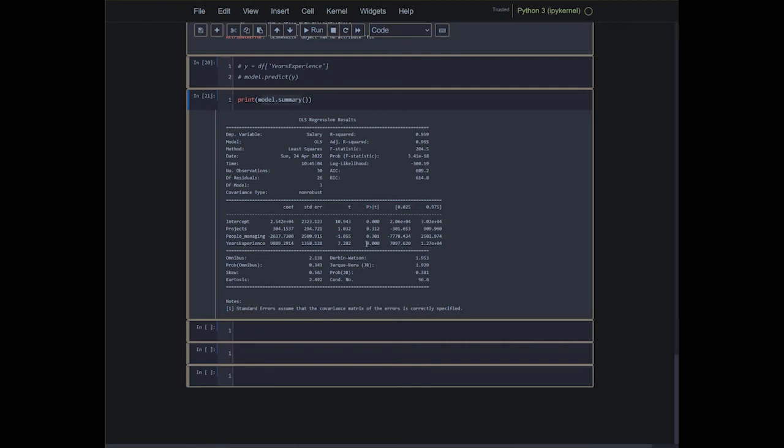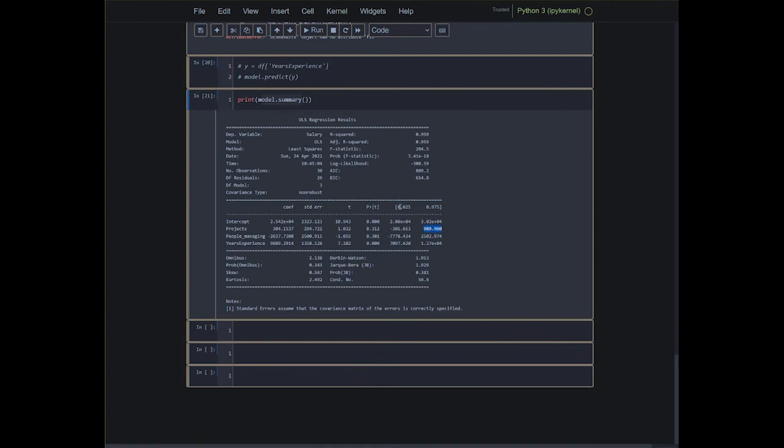It seems that years of experience has a p-value of 0.000, which is essentially 0. So it tells us that the data for years of experience is statistically significant since it is less than the critical limit, which is 0.05. In this case, we can reject the null hypothesis and say that years of experience, this variable, is significantly controlling the salary.